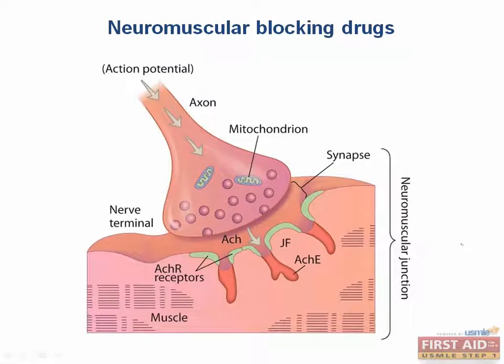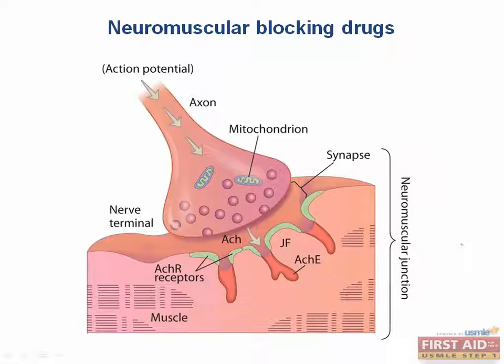Now let's discuss the neuromuscular blocking drugs. These drugs are used to relax skeletal muscle, most commonly during surgery. They are classified as either depolarizing or non-depolarizing. These are very descriptive terms that literally tell you what the drug does.